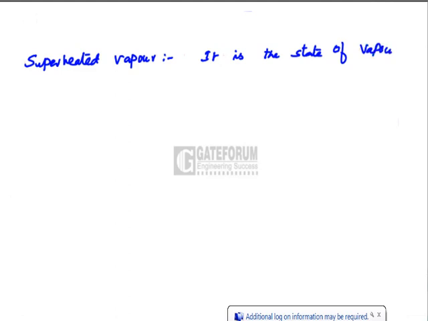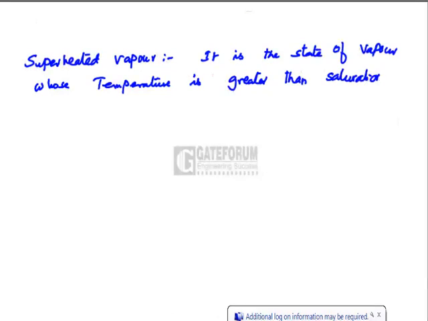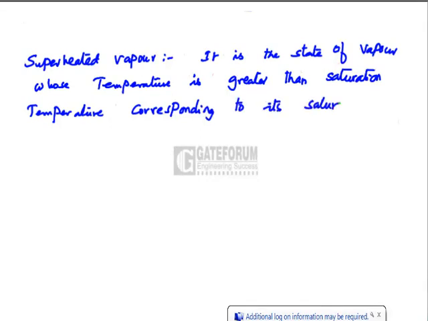Now let me define superheated vapor. It is the state of vapor whose temperature is greater than saturation temperature corresponding to its saturation pressure.